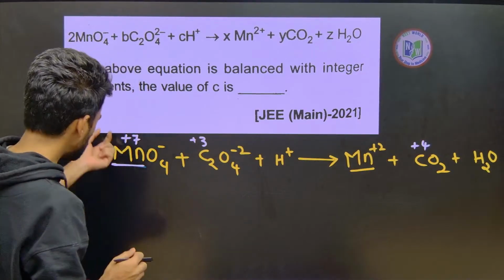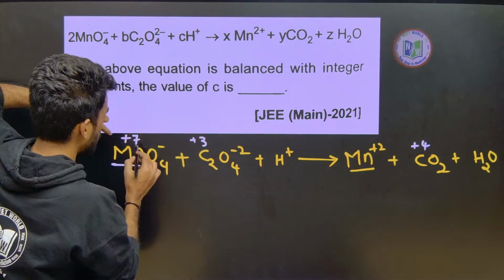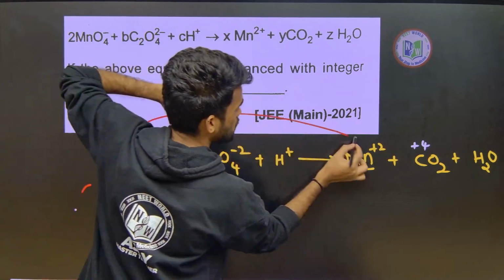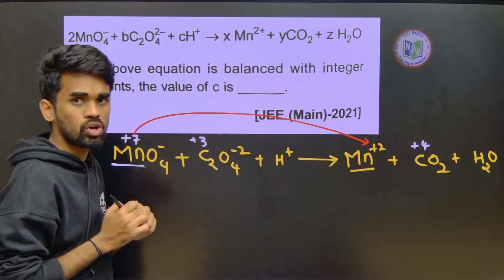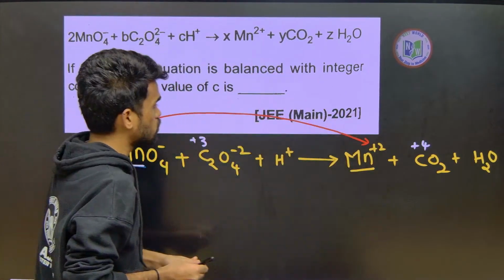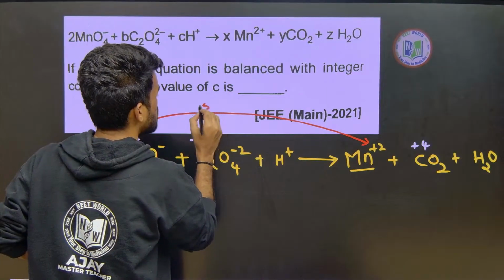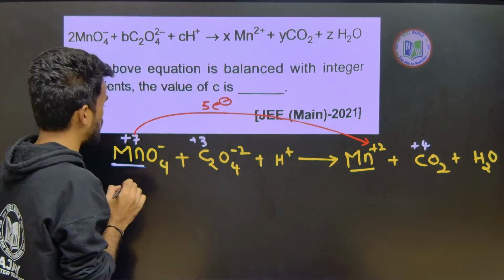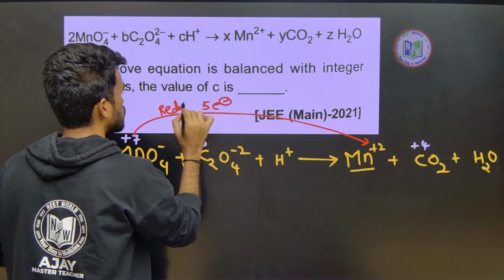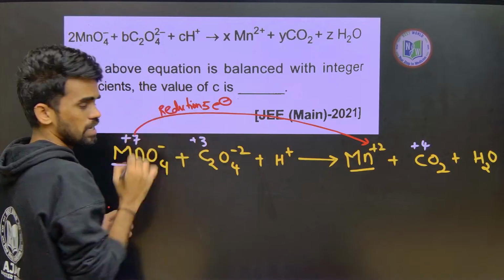Now, this manganese is converted from where to where? It is converted from +7 to +2. So how many electrons has it gained? See, +7 is reduced to +2, so for this reduction 5 electrons are required. By gaining 5 electrons it is undergoing reduction. So what process is this? Reduction. Okay, so this is reduction by gaining 5 electrons.